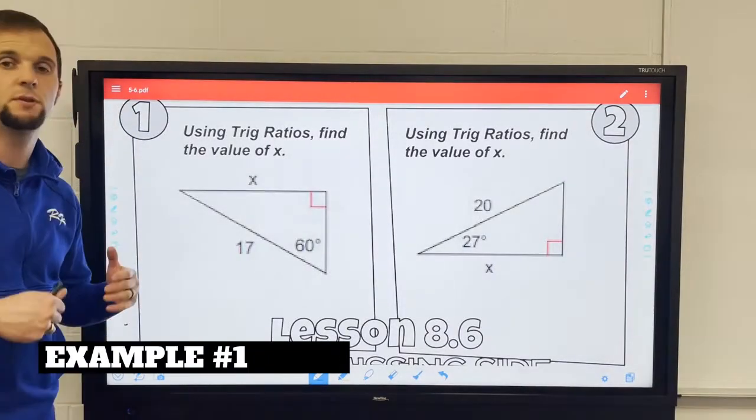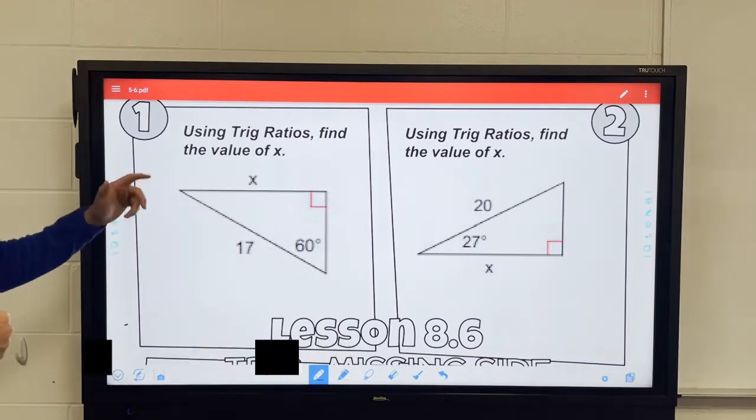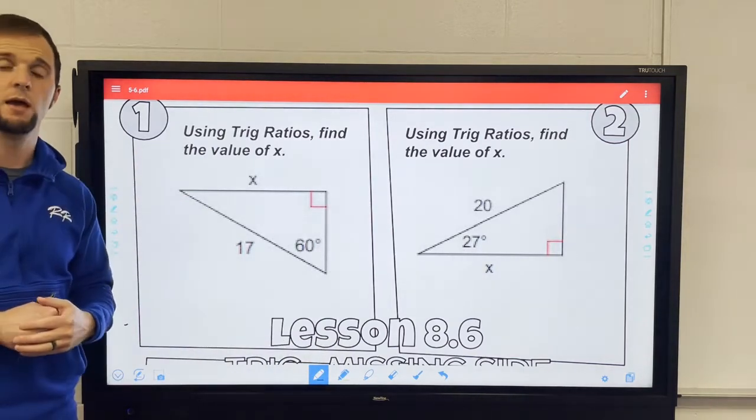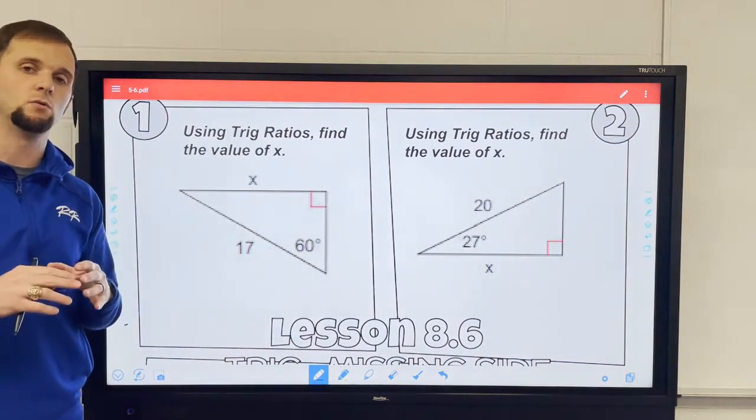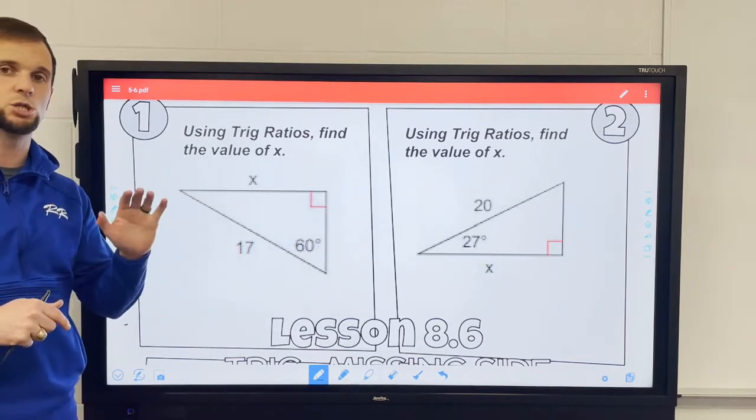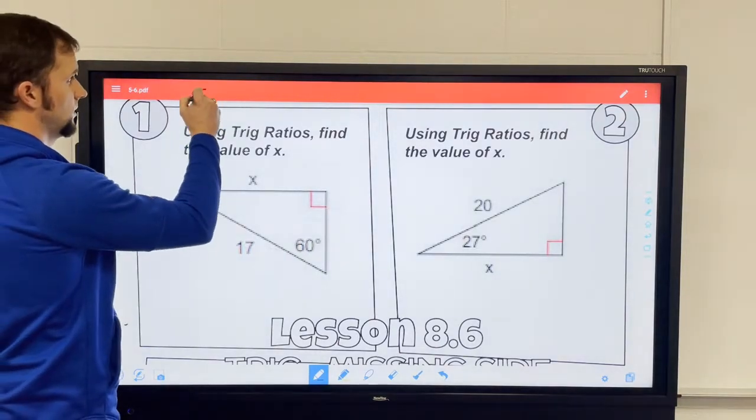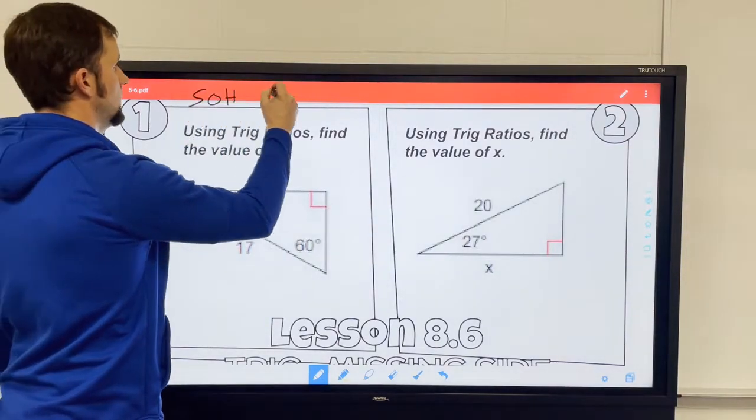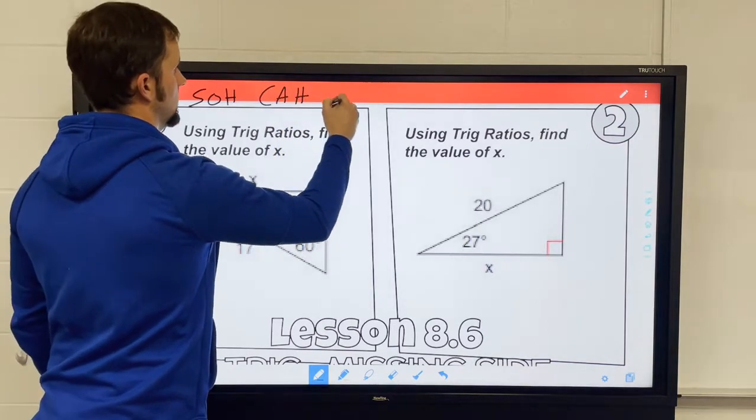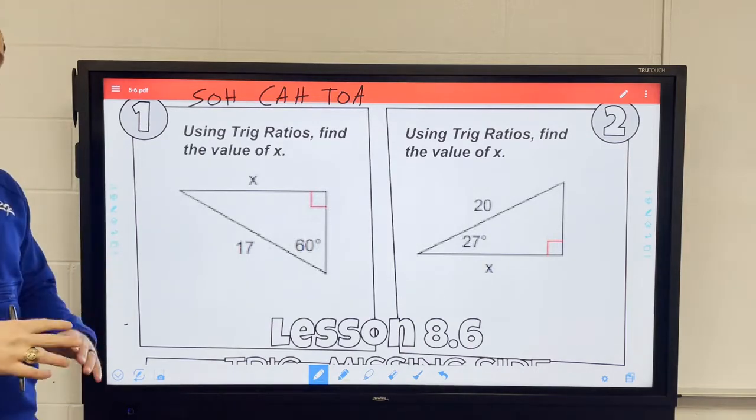Okay, so on example number 1, it says, using trig ratios, we need to find the value of x right now. Okay, so the first thing that you need to do is determine which one of the trig ratios you are going to use. So again, my trig ratios are SOH-CAH-TOA, okay? So right now, we're going to look at the angle that they have given us.